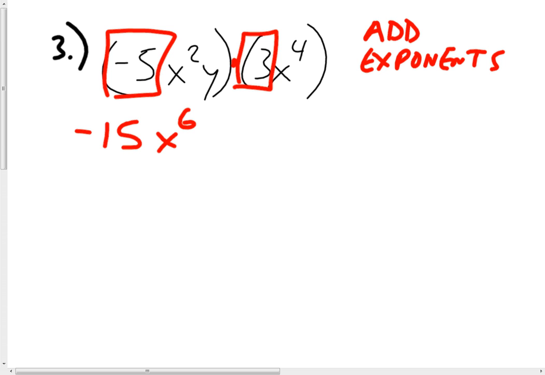Is there anything to group with the y? No. That just comes along for the ride. Keep in mind that all of these are being multiplied also. They're next to each other. We can't do anything with that until somebody tells us what x is and what y is. Later on in your science classes, that'll actually have a meaning.